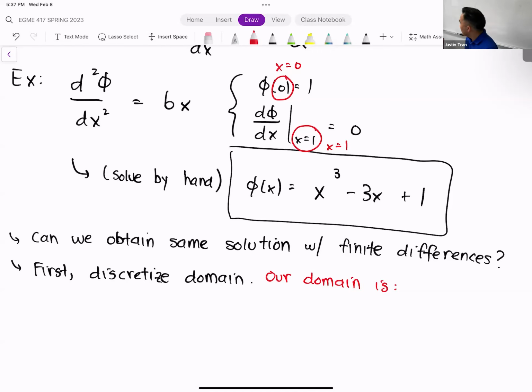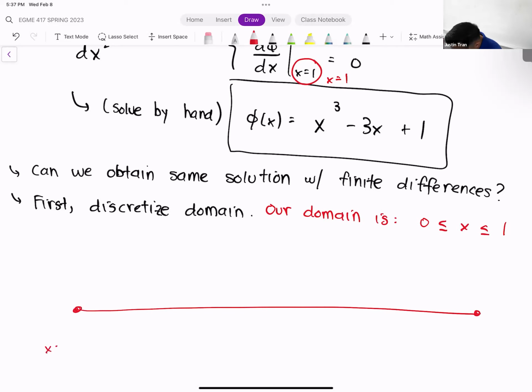If I were to draw the domain, it would look just like this. Our domain for now is just going to be a line that goes from 0 to 1. And we have to take this domain and discretize it, breaking it up into smaller segments so that we can apply finite differences to it. It may seem a little foreign, but after we draw the discretized domain, it'll seem silly.